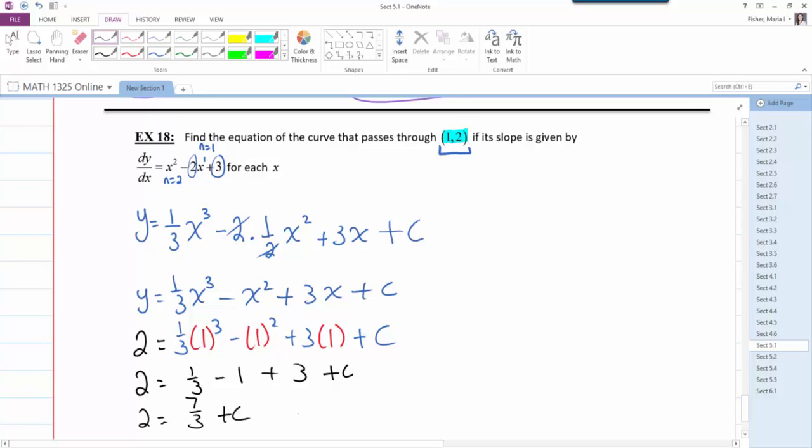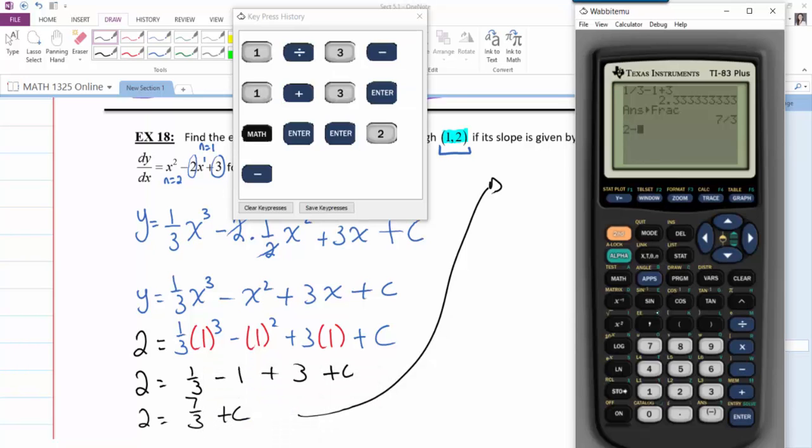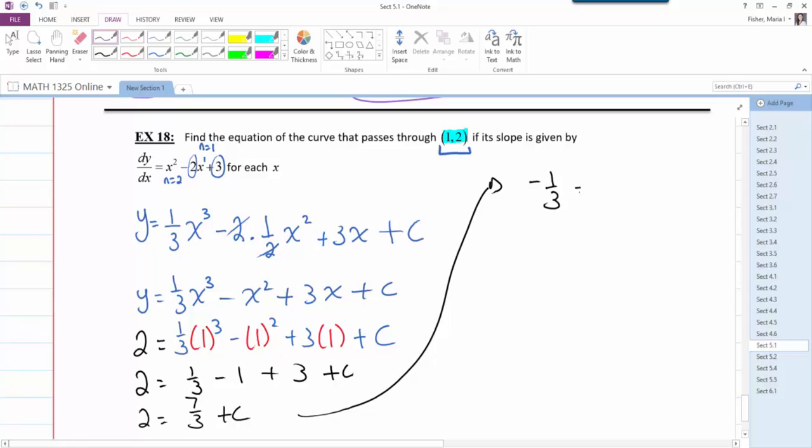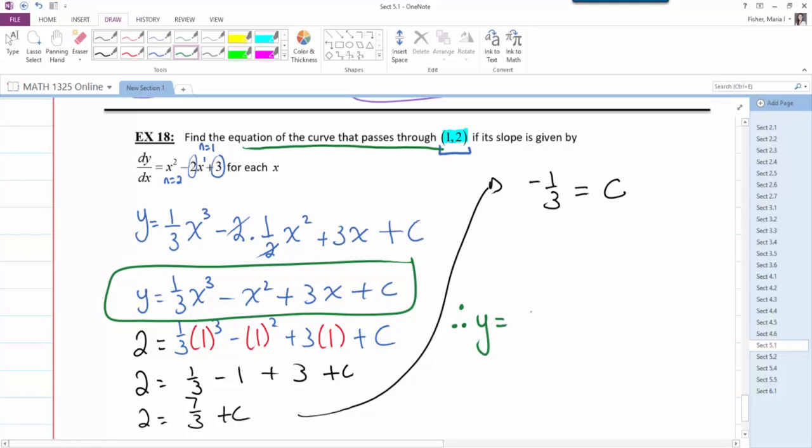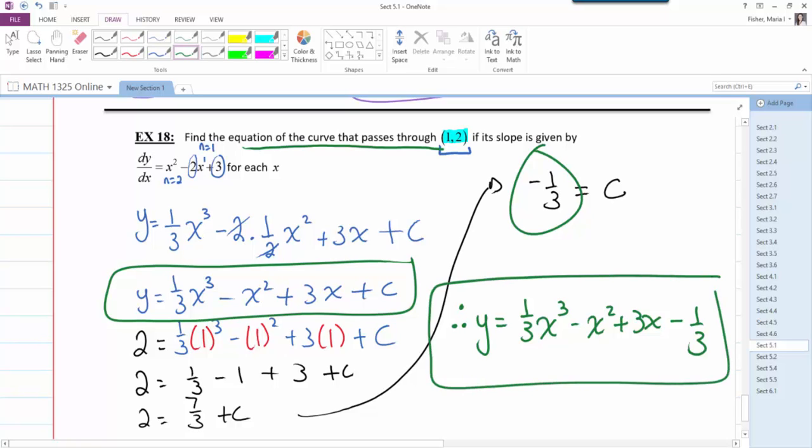If I subtract 7/3 from both sides, we'd have 2 minus 7/3, and then again you make that into a fraction and you get -1/3. So you end up with -1/3 is equal to C. Therefore, that particular antiderivative, the equation of the curve that passes through that point, would be y is equal to 1/3 x cubed minus x squared plus 3x minus 1/3. That's it for section 5.1.